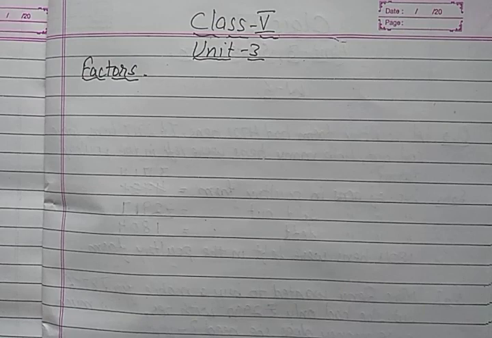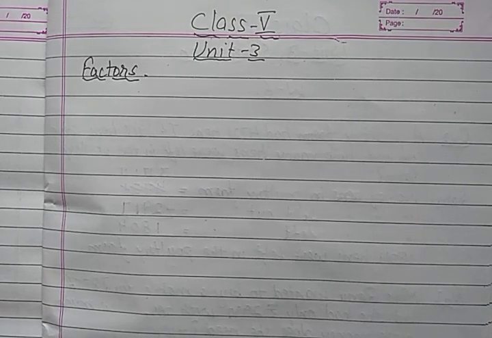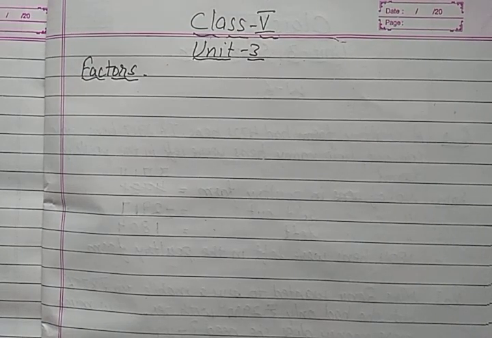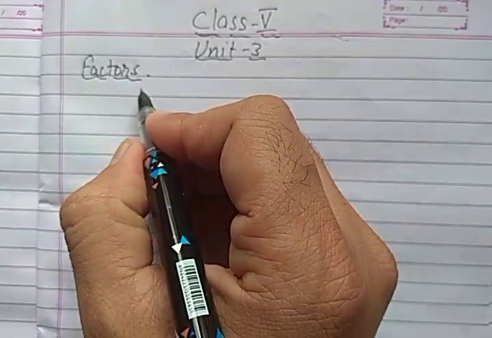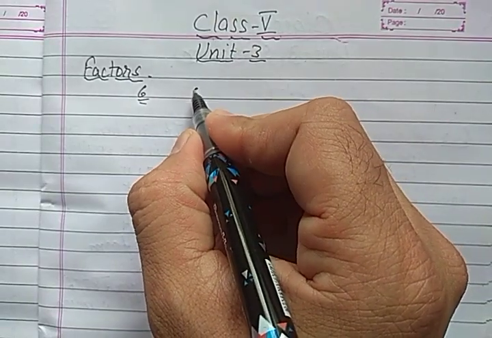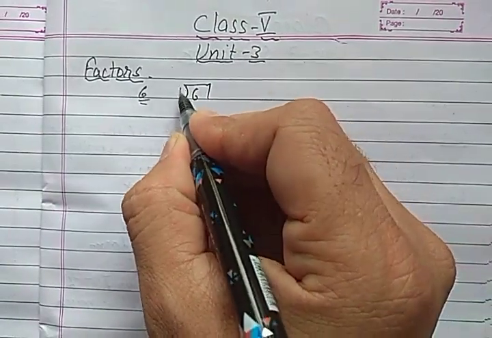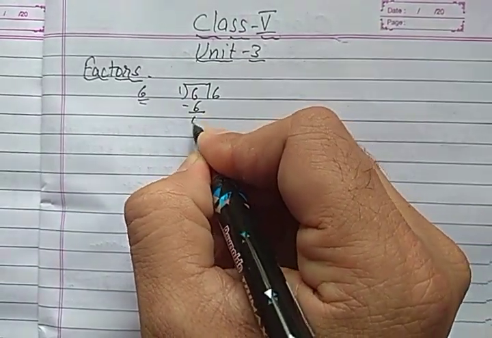Yesterday we started this factors, but today we will again try to understand what is a factor and how to find the factors. Now a factor is a number which divides the given number and there is no remainder left. For example, we have to find the factors of 6. Now we will divide this number by the number 1. So 1 6s are 6. So here the remainder is 0.